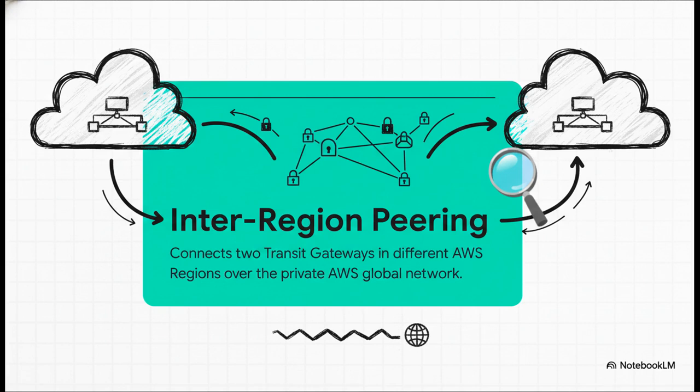And the major takeaway here, the thing you've got to remember, is that all that traffic is encrypted and travels over Amazon's private global backbone. It never, ever touches the scary public internet. That's a huge win for both security and performance.